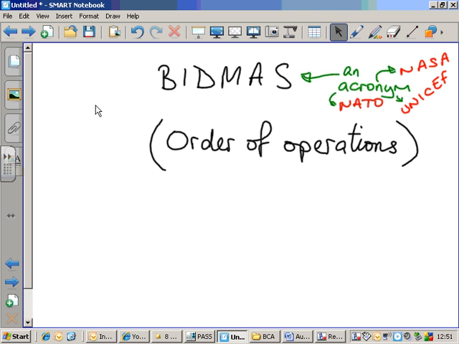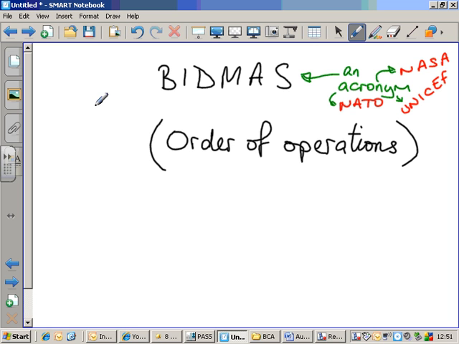BIDMAS is, it says in green on the top right hand corner, an acronym. An acronym is a word that is made up of letters, and each of those letters stands for something. And in red are three other acronyms, NATO, NASA and UNICEF, that you might have heard of. You might have heard of one or two of them anyway. That's what an acronym is, a word where all the letters stand for something in particular.